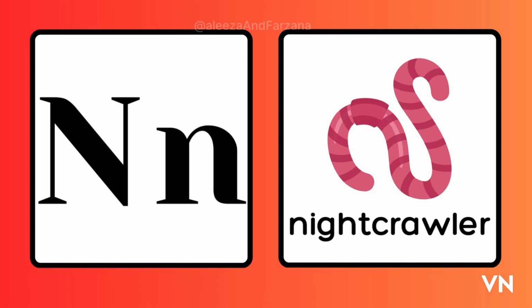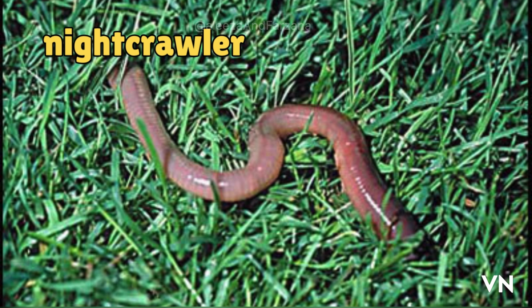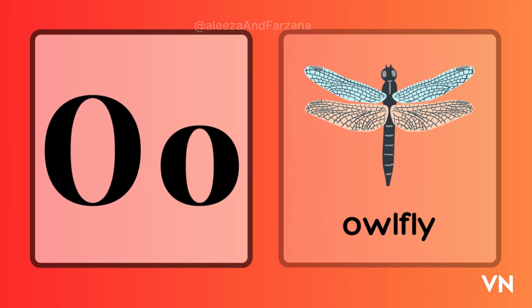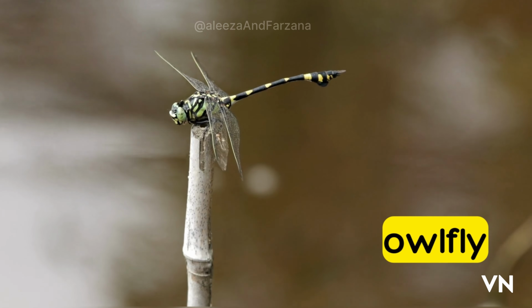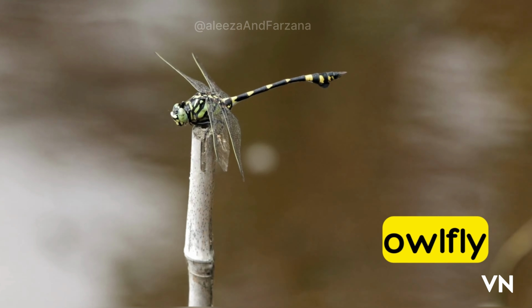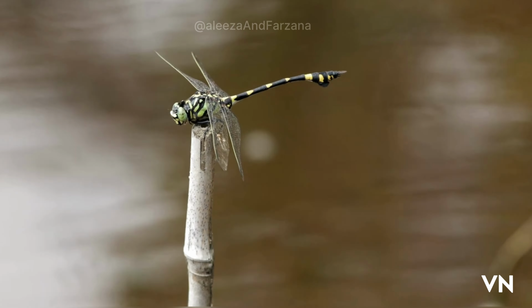N. N is for night crawler. Night crawler. Say with me. N is for night crawler. O. O is for owl fly. Owl fly. Say with me. O is for owl fly.